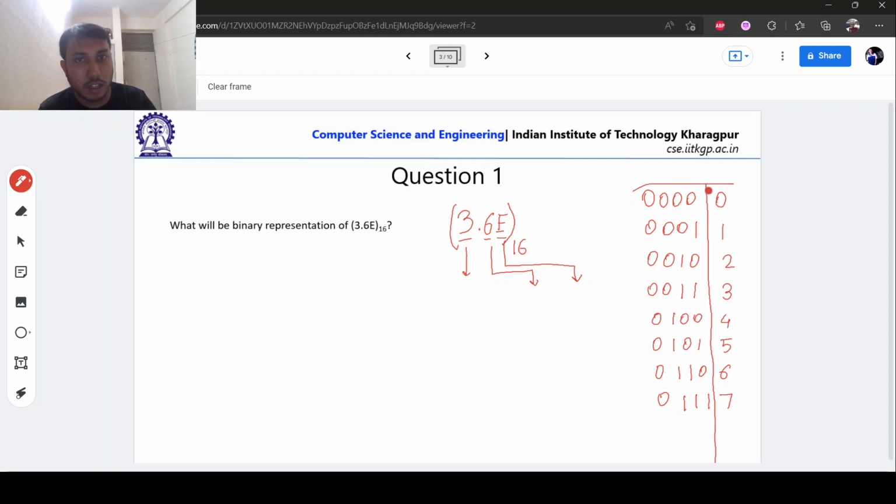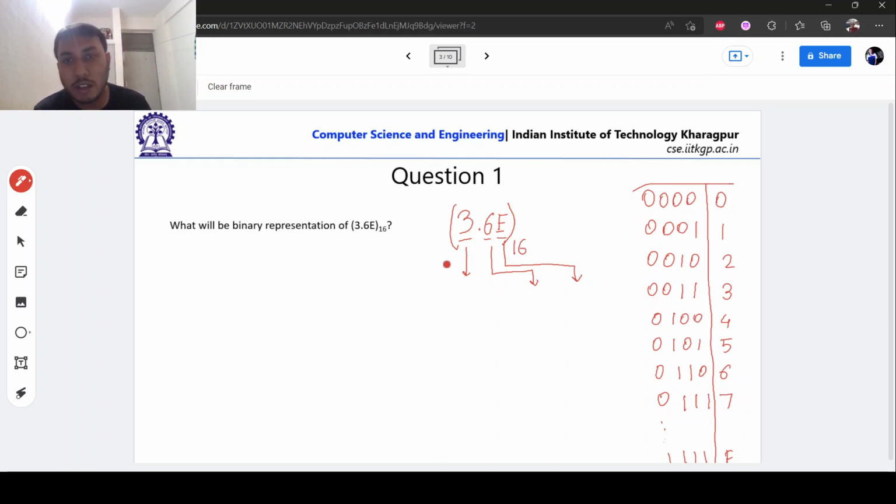So this is the hexadecimal number, and this is the binary number and the corresponding hexadecimal numbers. Similarly, if we continue, the last number will be 1 1 1 1 will be F. So this table you should remember, everyone. This one is very important.